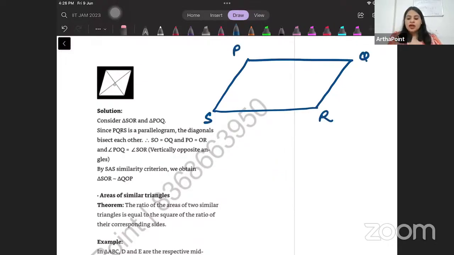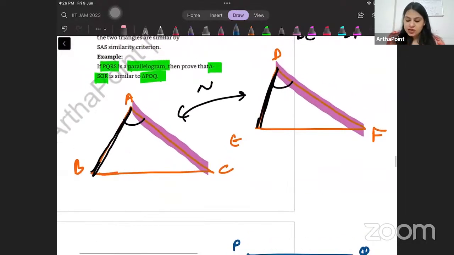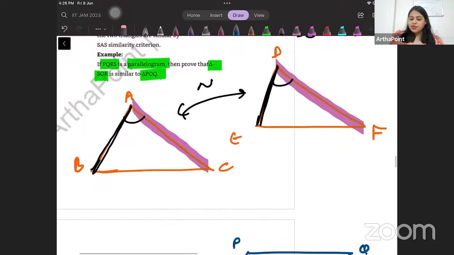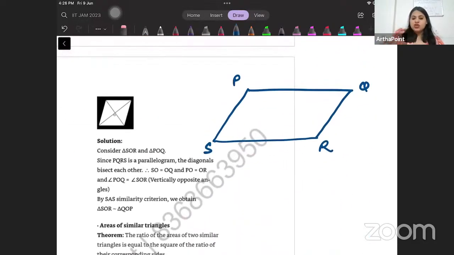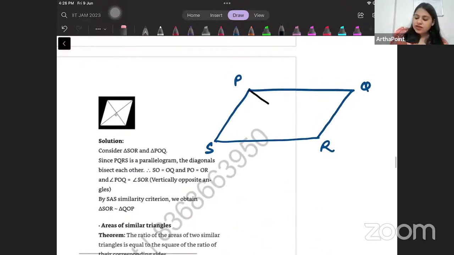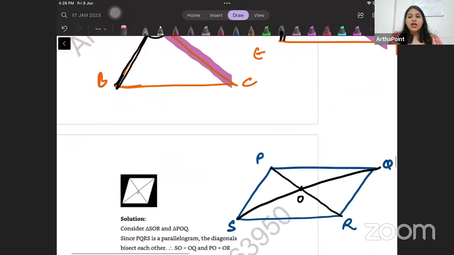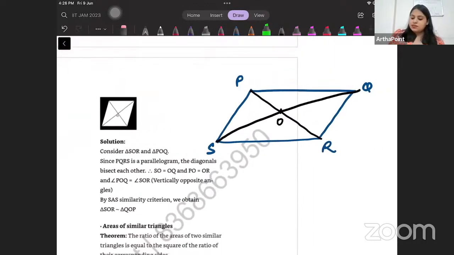PQRS. And it says triangle POQ is similar to triangle SOR. So first understand what O is. O is when I join the diagonals. Then this is O. Now it says POQ, meaning this, and SOR, meaning this. I have to prove that these two triangles are similar to each other.